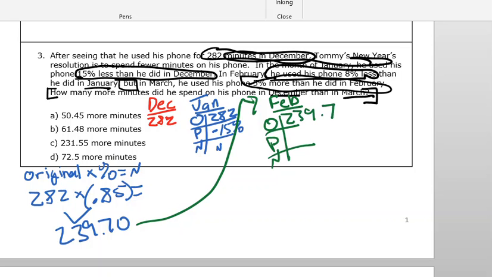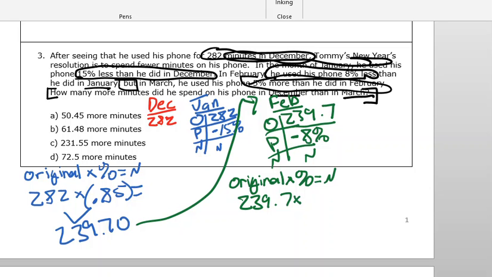239.7. All right. And my percent, he used his phone 8% less, minus 8% is going to equal my new. Down here, I'm going to do my original times my percent is equal to my new. So that's my new original, 239.7, times minus 8%. So that means he used it 0.92. He used it 92%.